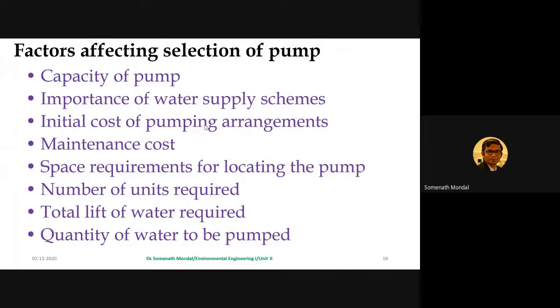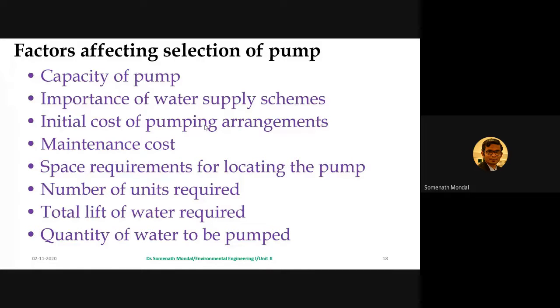Initial cost of pumping arrangements is another big aspect. There might be a situation where two different types of pumps satisfy the conditions. However, you need to see which one has the lower initial cost of pumping, and that pump should be included for the project.